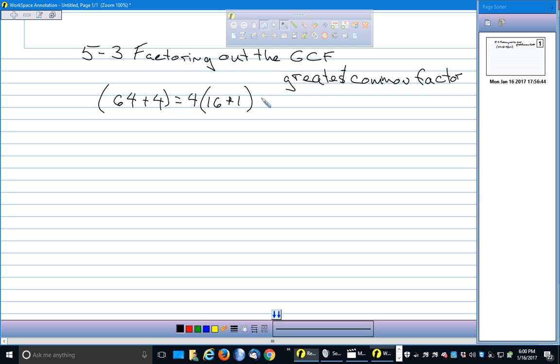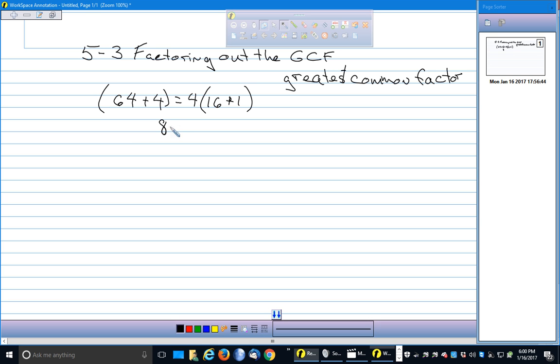Why would you want to do that? Well, in this case you wouldn't, but with algebra you do, to solve an algebraic equation. But we'll worry about that later on.